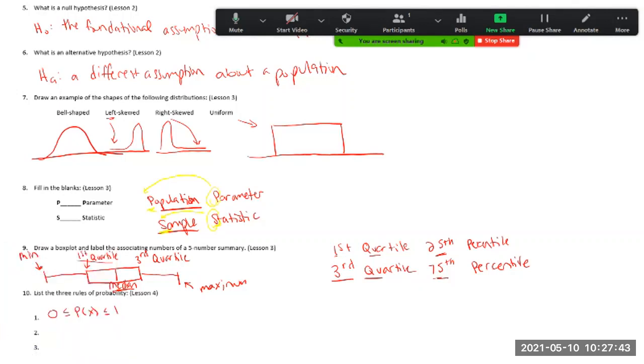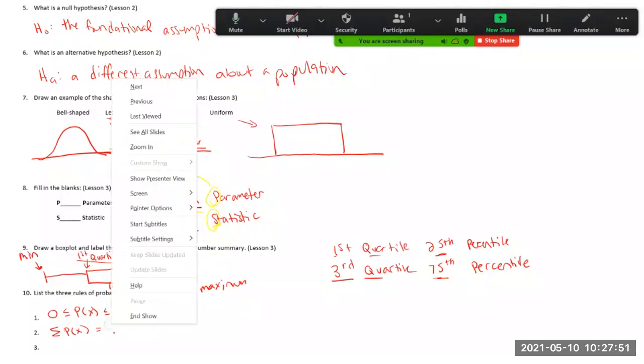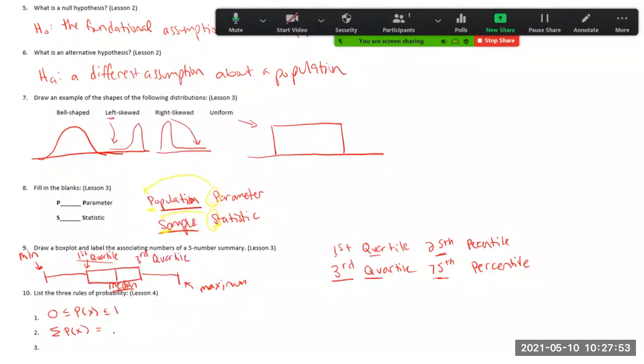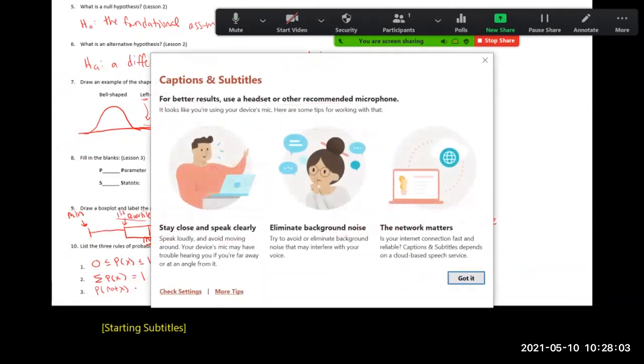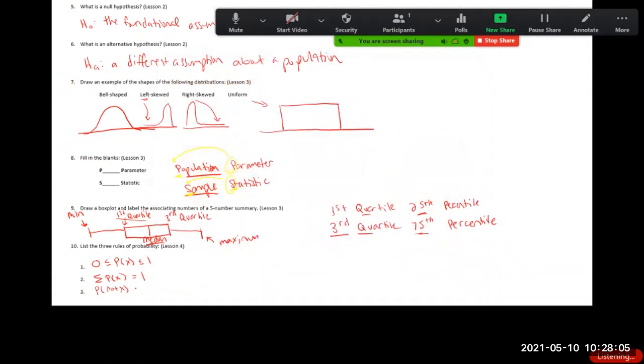The second one is if you list all the outcomes of something happening, the sum of the probability of all of the events is 1. When you add them all up, it adds up to 1. And then the last one is the probability of something not happening is the same thing as 1 minus the probability of it actually happening.